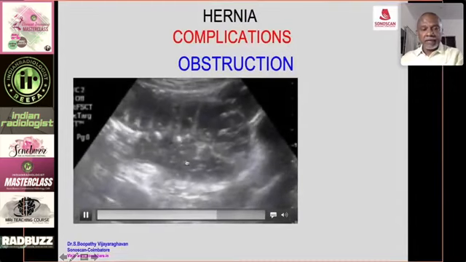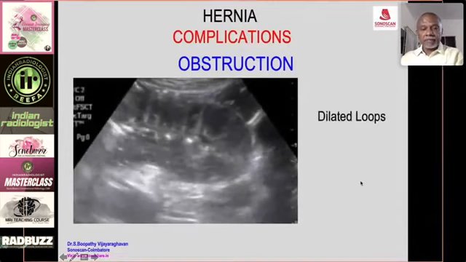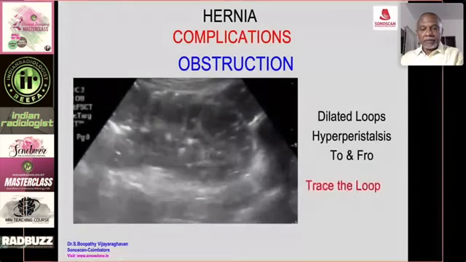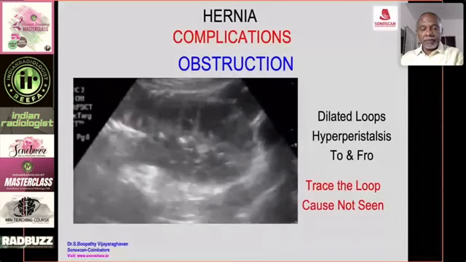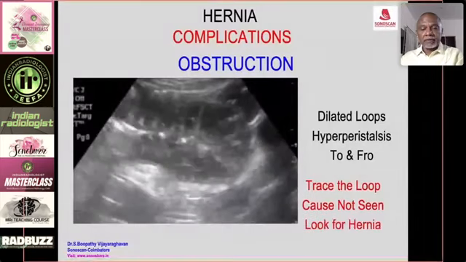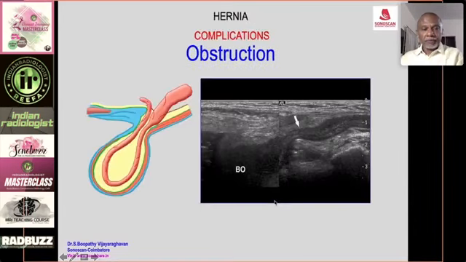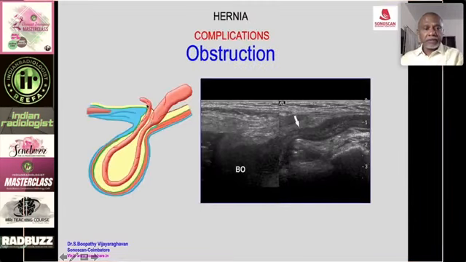You see the dilated loop with to and fro hyperperistalsis, and when you see that, you trace the loop, and if you don't see any cause, then look for the hernial sites. Now obstruction in the hernia can be to the afferent loop, the efferent loop, or both. So here you see the schematic. This is the hernia. There is obstruction to the afferent loop.